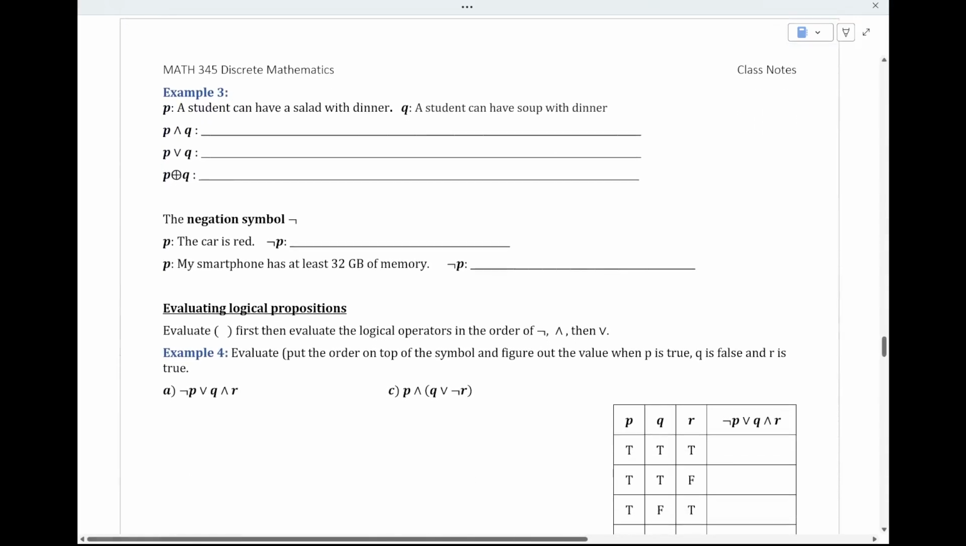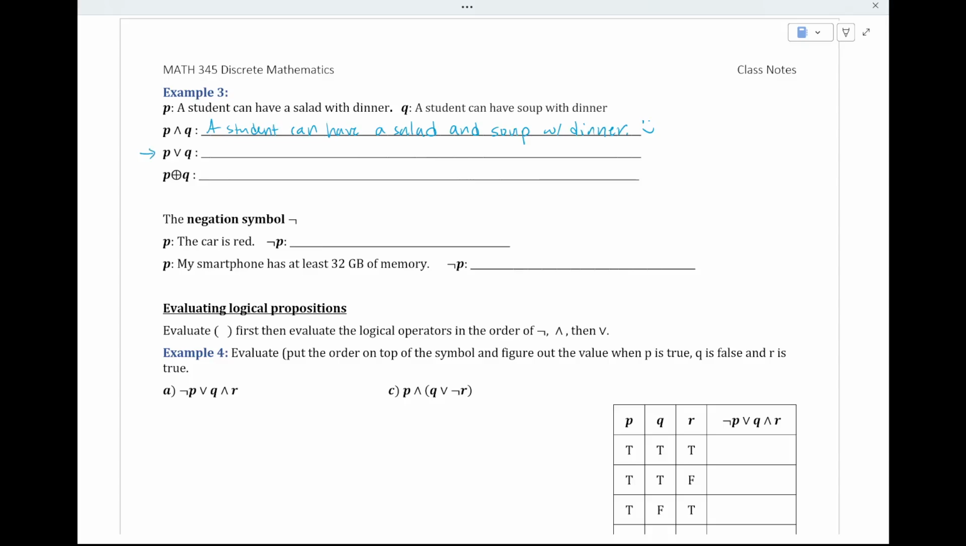Okay, here we go. Example 3. P is a student can have a salad with dinner, and Q is a student can have soup with dinner. And I want to write out in words each of these 3 items: P and Q, P or Q, and P exclusive or Q. P and Q: a student can have a salad and soup with dinner. A student can have both. You're probably very happy about that. Let's say you're really hungry.